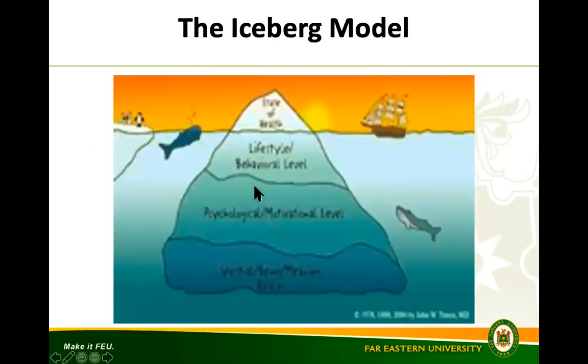Next is the iceberg model. The iceberg model asserts that your current state of health, be it one of disease or vitality, is just the tip of the iceberg, which is seen, shown, or revealed. Apparently, the tip is what is only shown or revealed readily.